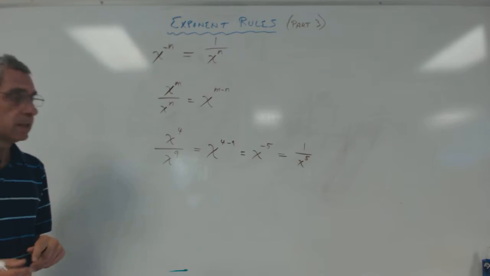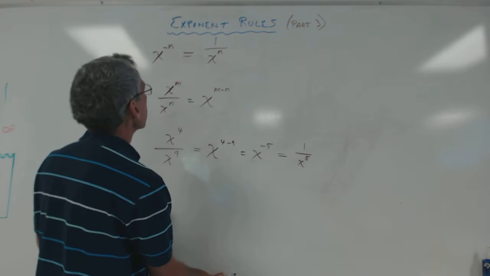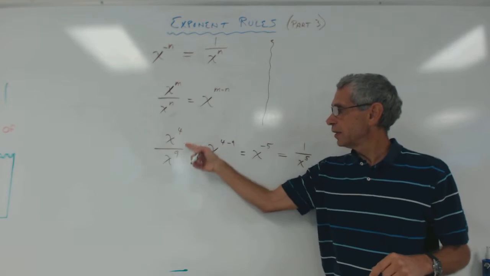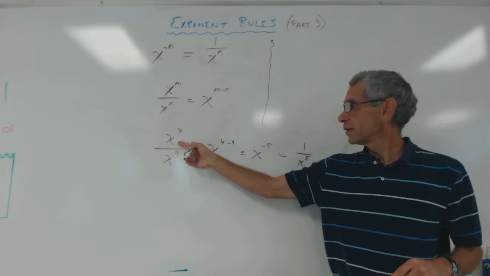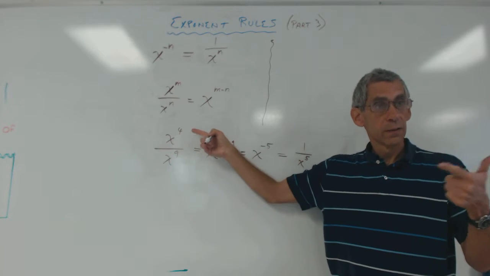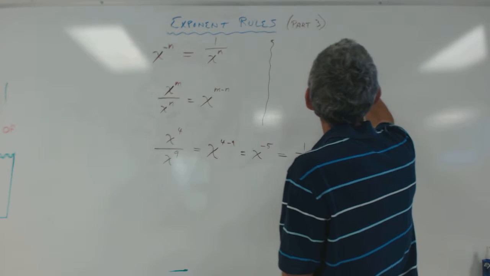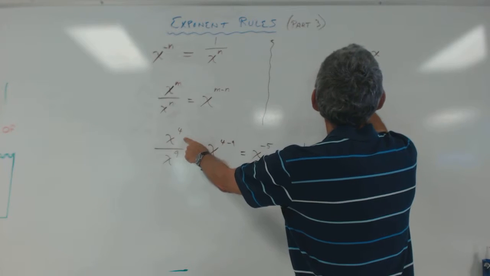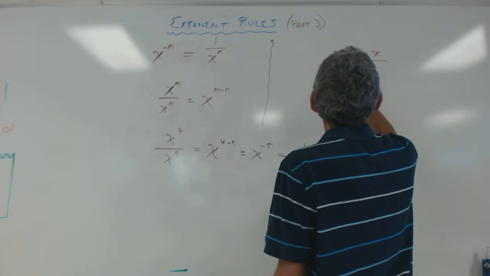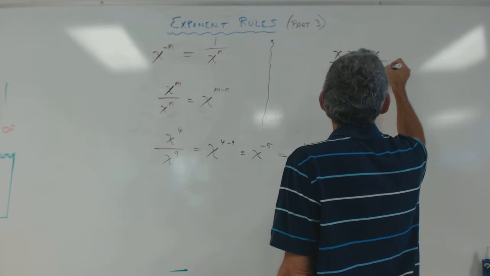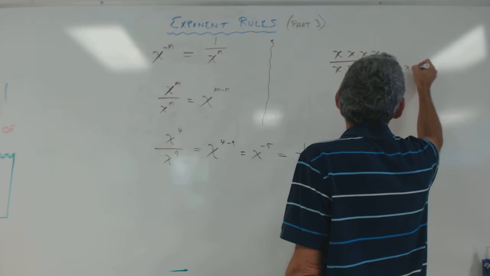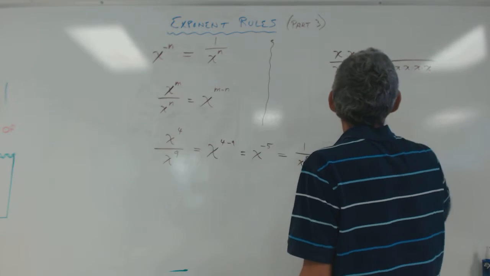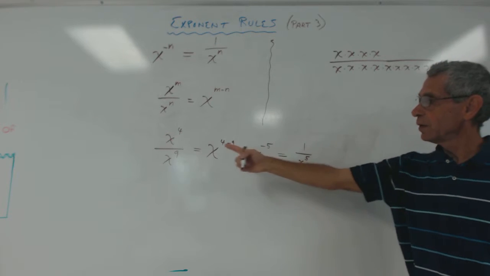You with me? Now, let me explain this a little further. I'm going to do this long form. What does x to the 4th mean? X times x times x times x. That's x to the 4th over x to the 9, which is x times x times x times x times x, 1, 2, 3, 4, 5. Did I do that right? You guys agree with me? This is the same as that?